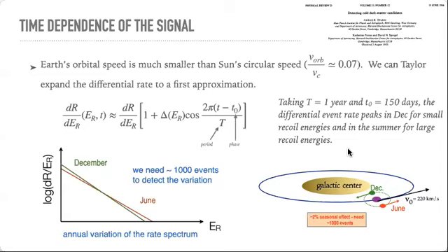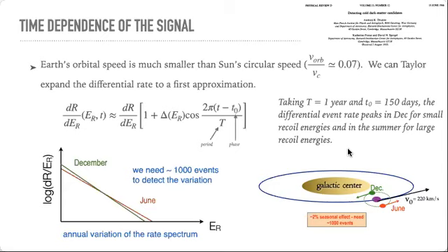So if I were to make a plot, this is a log of the rate versus recoil energy, showing the variation in the spectrum. If I draw this as a cartoon, and say what is the rate in December, plotted in green, versus what is the rate in June, you can see that this is a very tiny difference.